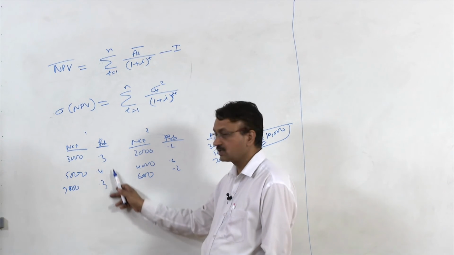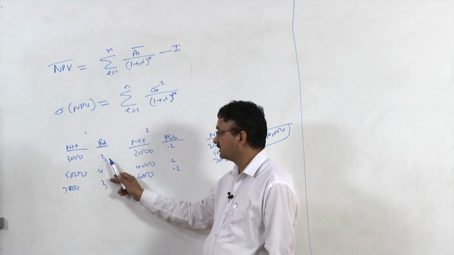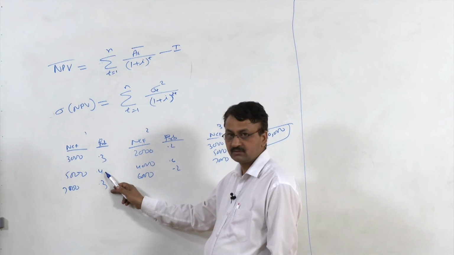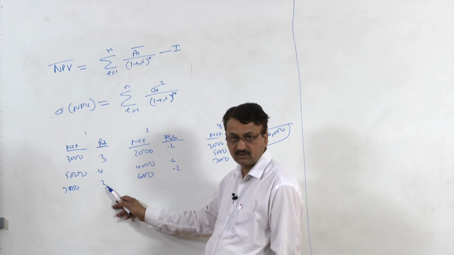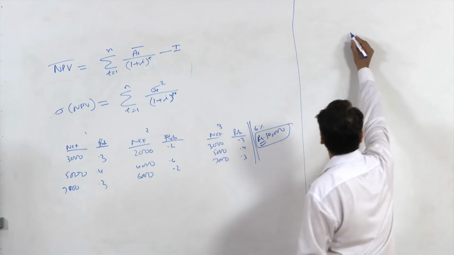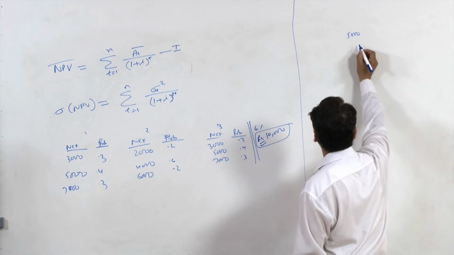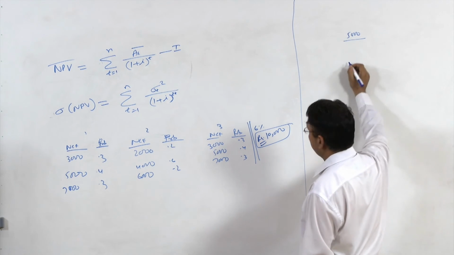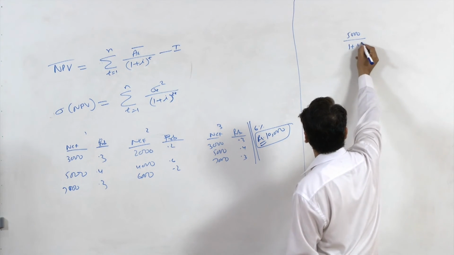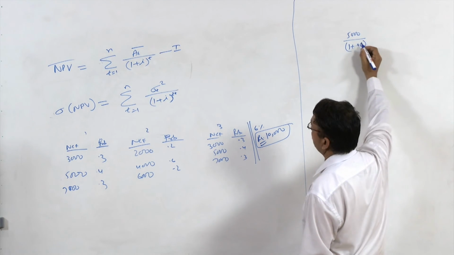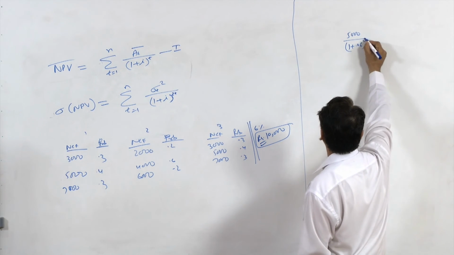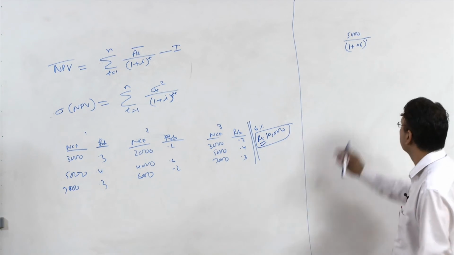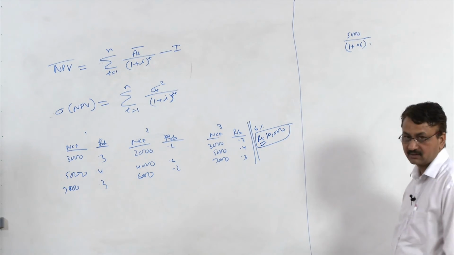So, this becomes how much? 900 plus 2000 is 2900, plus 2100, this is 5000, right, divided by 1.06 to the power 1, right, isn't it? So, let it be like this.